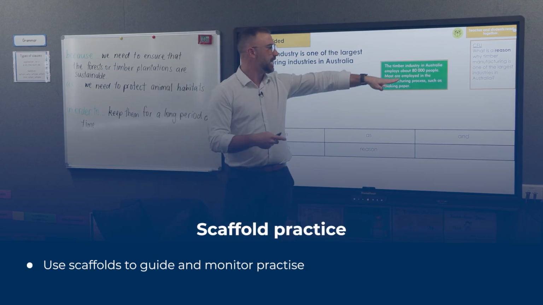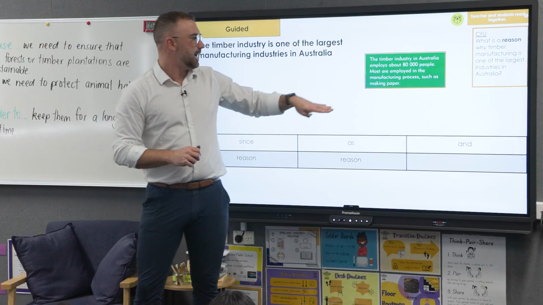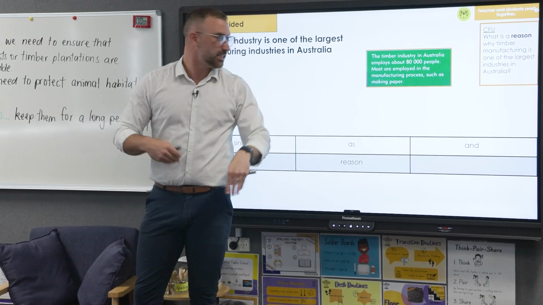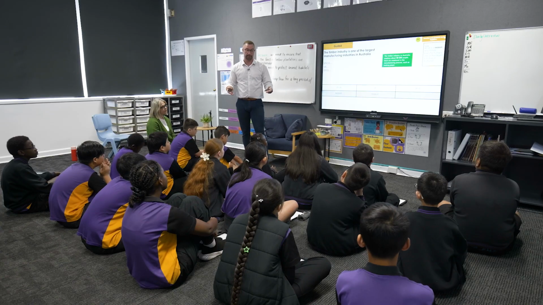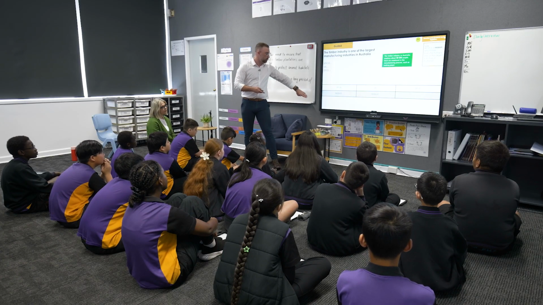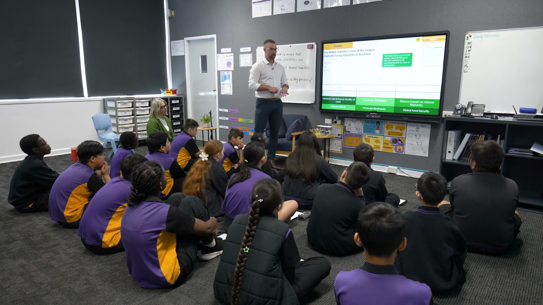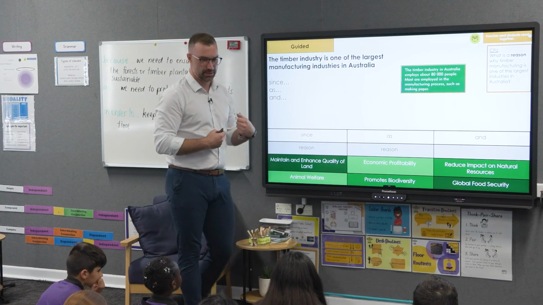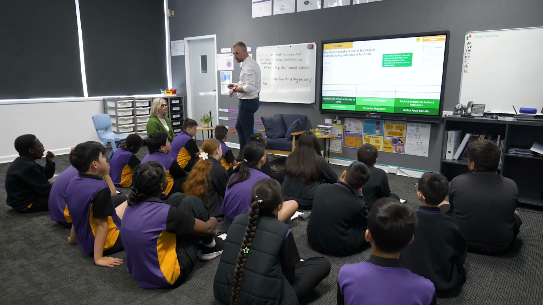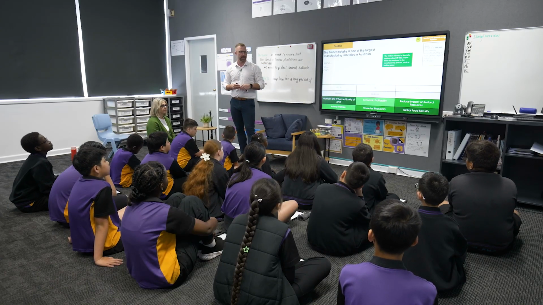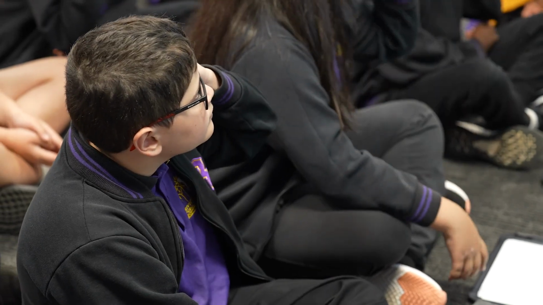Okay, and in our text it said that it employs 80,000 people. Okay, and it creates things such as paper. Right? We could be making furniture. We could also link it back to one of our 6 key principles. Okay, so I would like for you to have a think. We need to give a reason as to why it is one of the largest manufacturing industries within Australia. When you have come up with a reason, show me that you have got your reason.